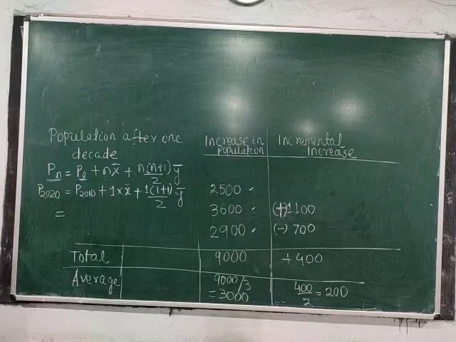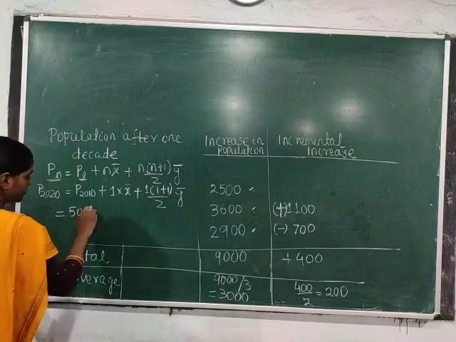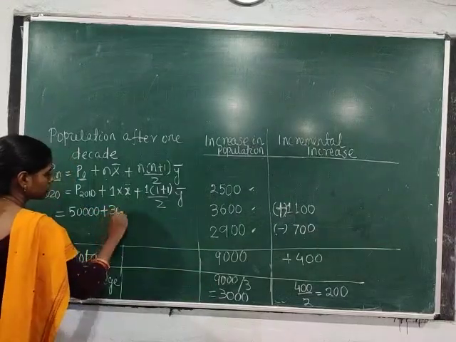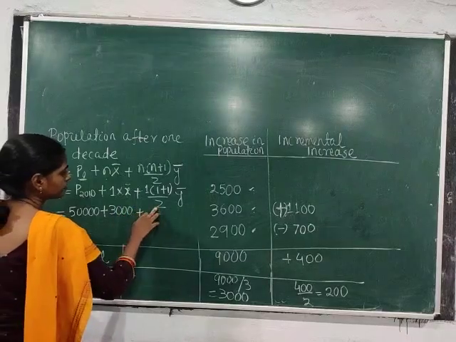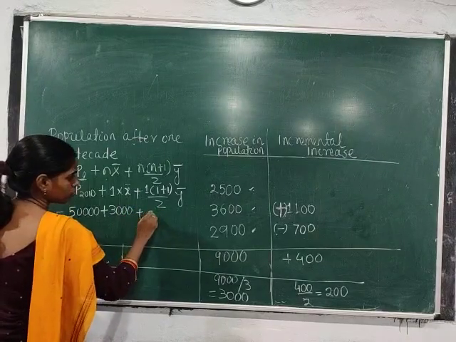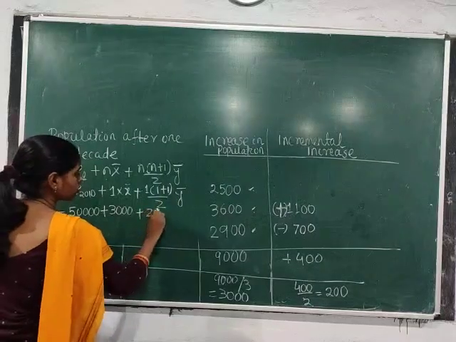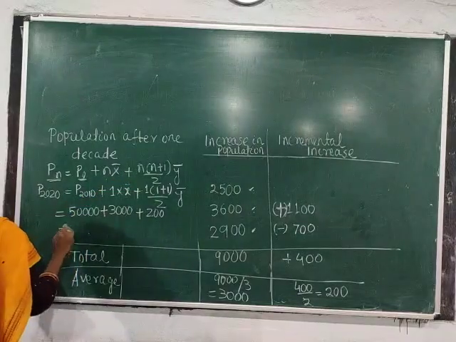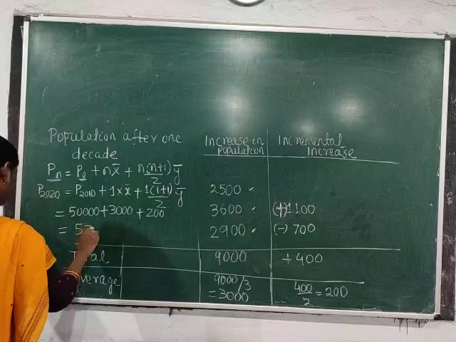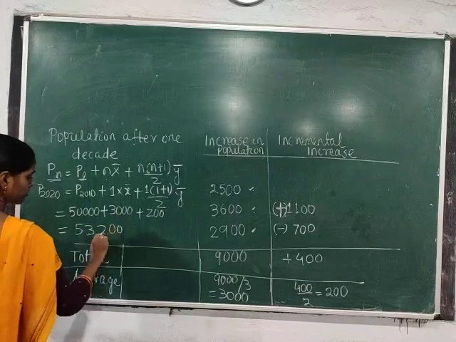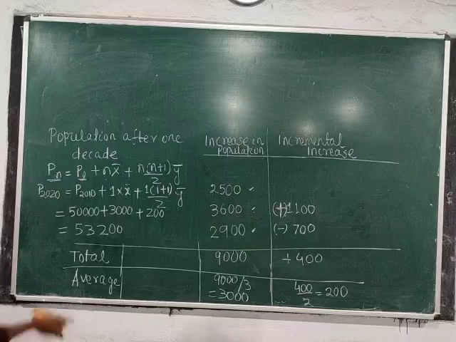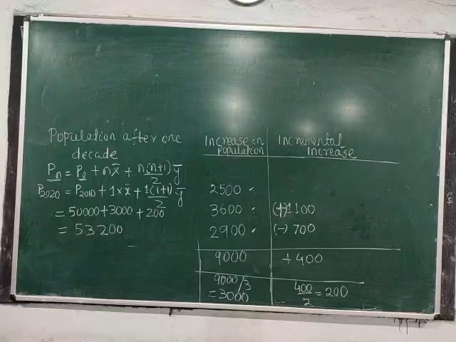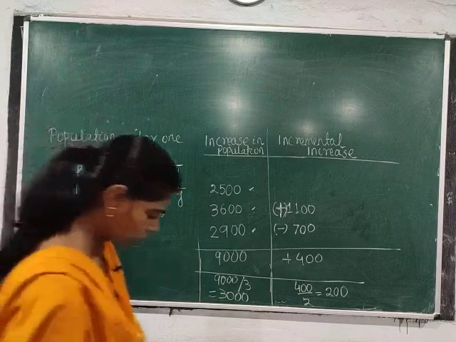The population in the year 2010 was 50,000. So, put 50,000 plus the value of x bar, which is 3000, plus y bar is 200. This value is 2 and it will cancel out. So, the total result is coming out to be 53,200. So, this is the population after 1 decade.